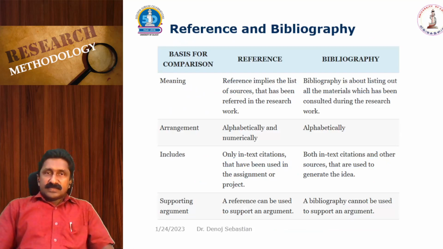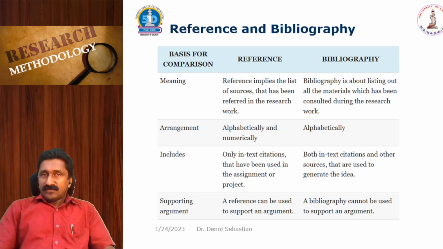Now, it is a comparative account. For example, the meaning: reference implies the list of sources that have been referred to in the research work, whereas bibliography is a listing out of all material which has been consulted or referred to during the research work. So that's one idea about the meaning.